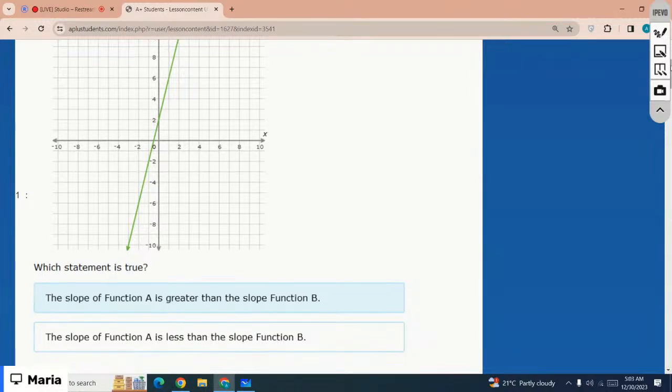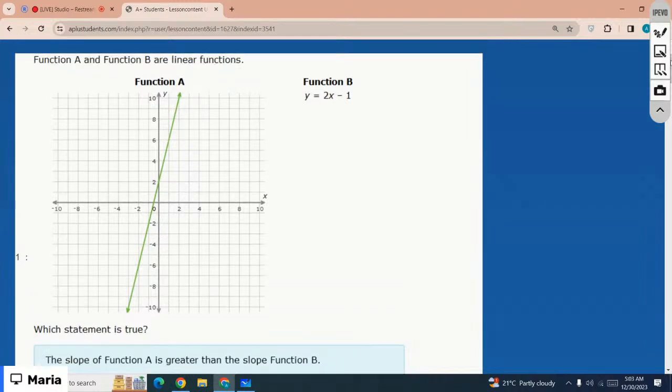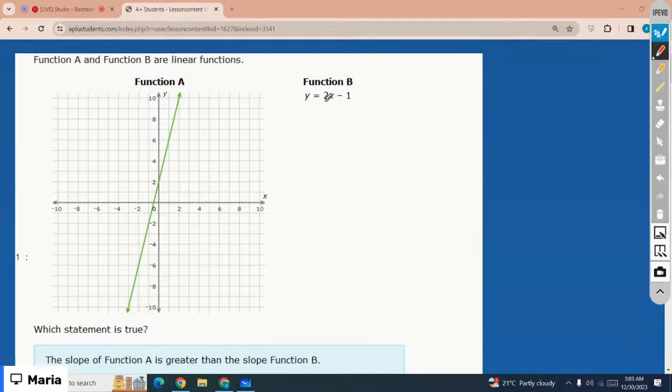So let's just see the slope of equations. For function B, the slope is 2. For function A, let's just find the slope. 1, 2, 3, 4. The slope of function A is 4. That means the slope of function A is greater than slope of function B, right? Let's just start with the practice questions.